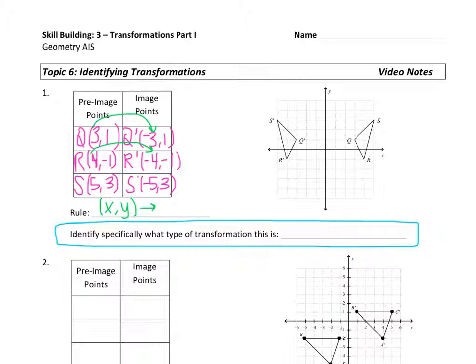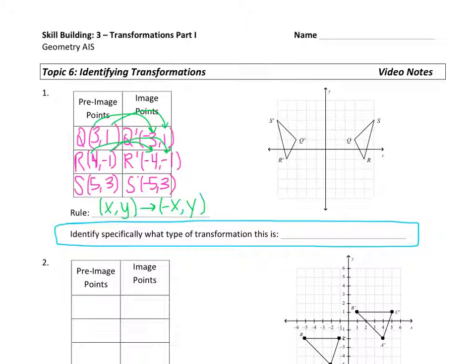If I look again at 3 maps onto negative 3, I notice that I'm going from positive to negative, or in other words, negating x. And the same thing is true from 4 to negative 4. I now look at the y's. I go from 1 to 1, negative 1 to negative 1. So it looks like here I'm keeping the y exactly the same.